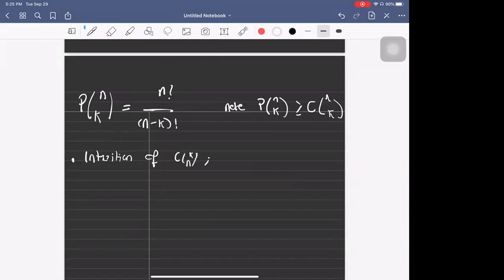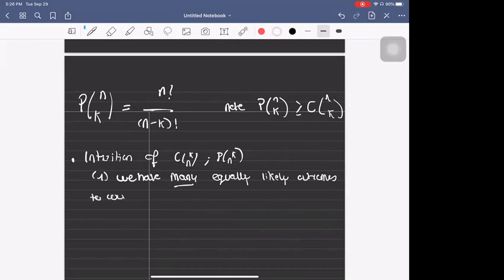So, intuition of combinations and permutations. We deal with permutations and combinations when we have many equally likely outcomes to count in a random experiment.